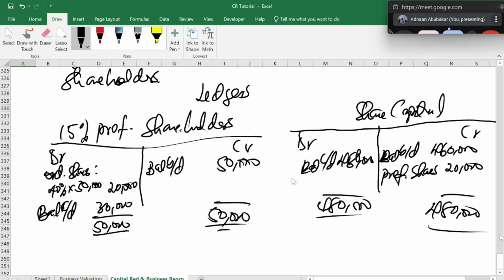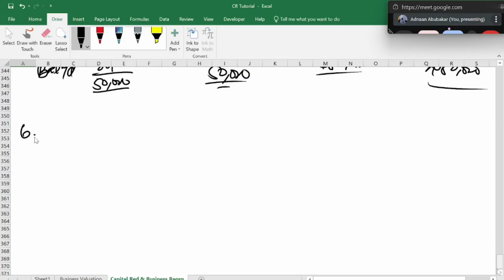So you realize that here there's nothing like capital reduction, because it is a transaction between two accounts. Nobody's losing, nobody's gaining. So now another one is maybe issue of shares.